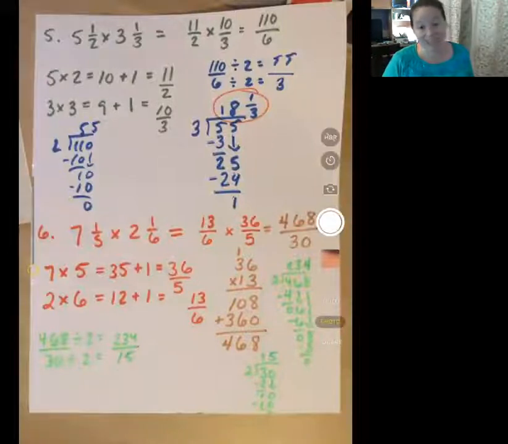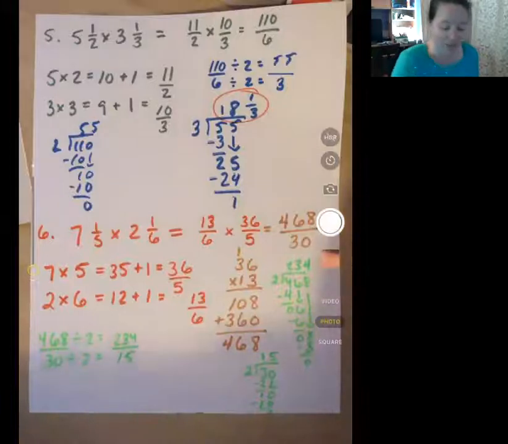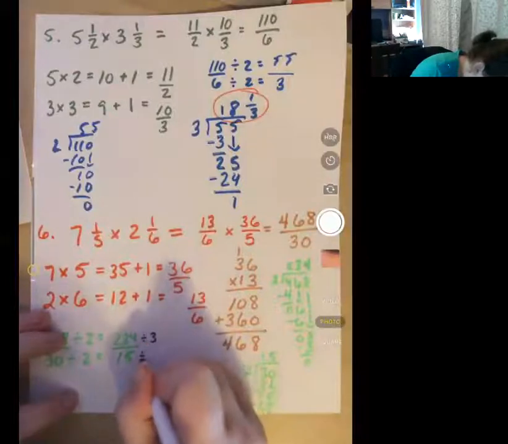I don't think I can take anything else out of that. Let me check. I can't take another 2 out because the 5 is not even. 15 isn't even. I can't take out a 5 because the 234 does not end in either a 5 or a 0. 2 plus 3 is 5, plus 4 is 9, so I can take a 3 out of that, and 1 plus 5 is 6. I can take a 3 out of that. Okay, so let's take out a 3. So divided by 3.